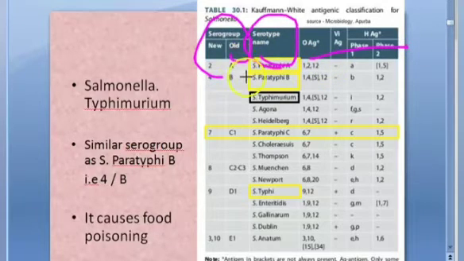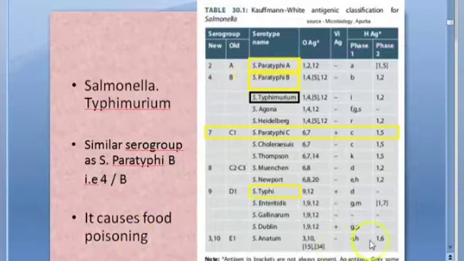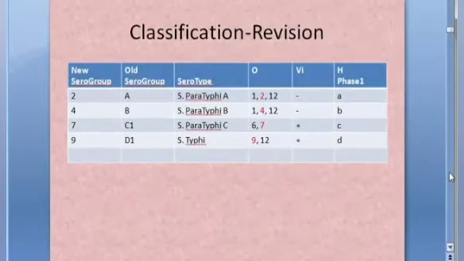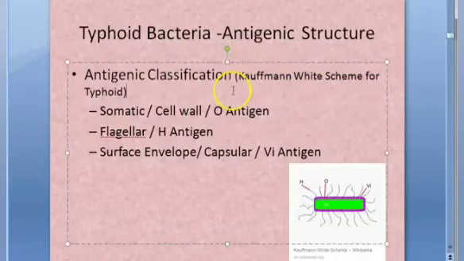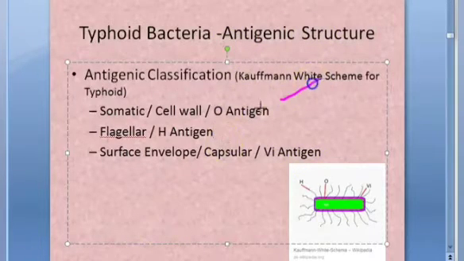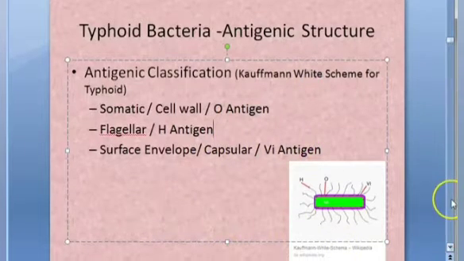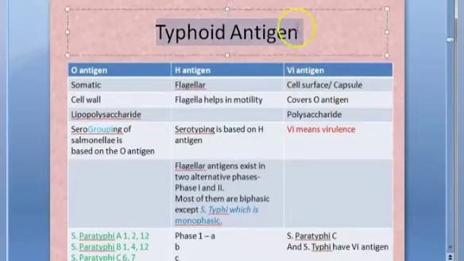Serogroup, under that you have serotype. Okay. So, you are done with the understanding of the antigens. Now, let us look at the antigenic structure. You saw the antigenic structure already actually. O antigen, H antigen, VI antigen, already known. Next, what is there? Typhoid antigen differences.